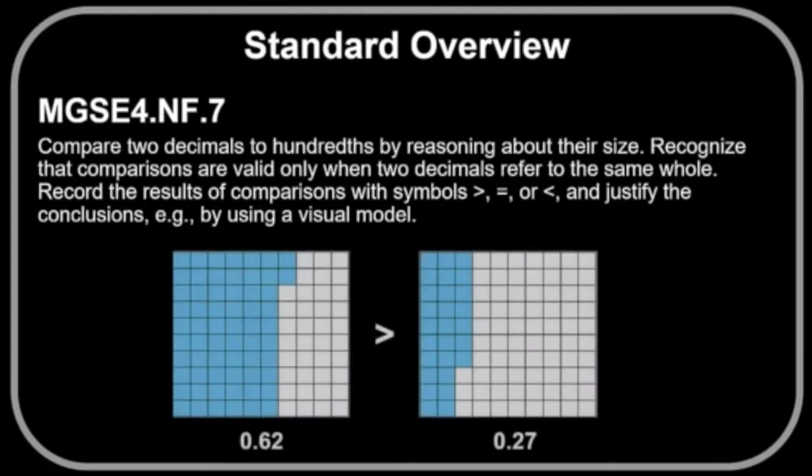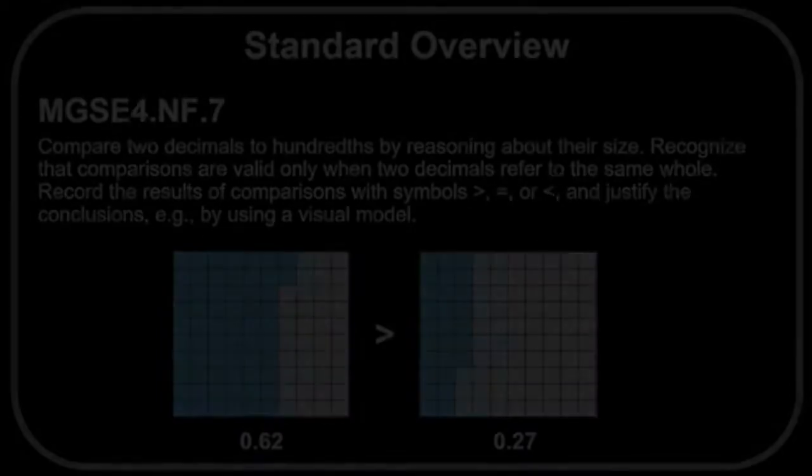For example, looking at the two models, students reason that 62 hundredths and 27 hundredths are valid comparisons because the wholes are the same size. Additionally, students determine that 62 hundredths is greater than 27 hundredths because the area that represents 62 hundredths is greater than the area that represents 27 hundredths.